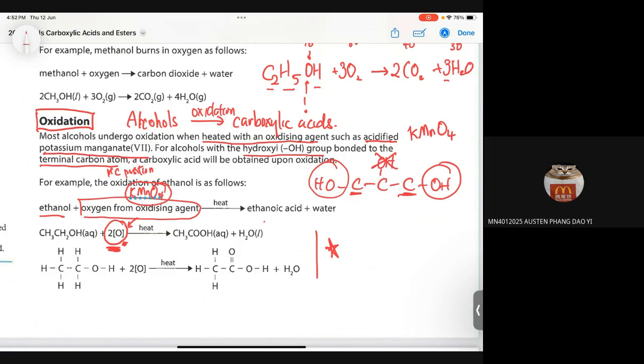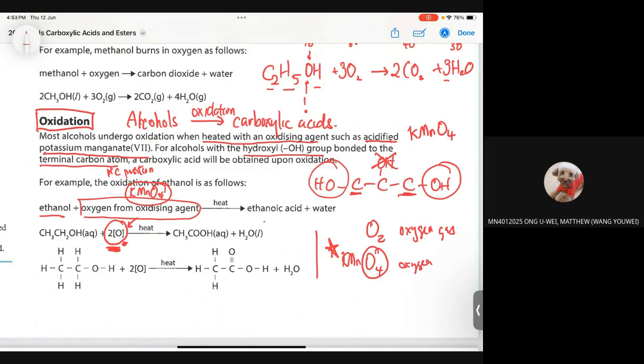Thumbs up if okay. Wait, Mr. Eugene, why can't I just write O2? Because O2 is oxygen gas, but you don't have oxygen gas from the KMnO4. What gives you the oxygen is actually the O in KMnO4, but you can't write O4 because O4 is not a compound on its own. Make sense?